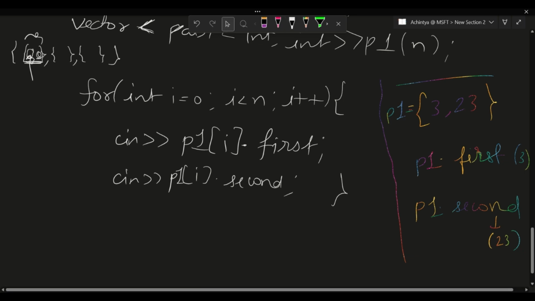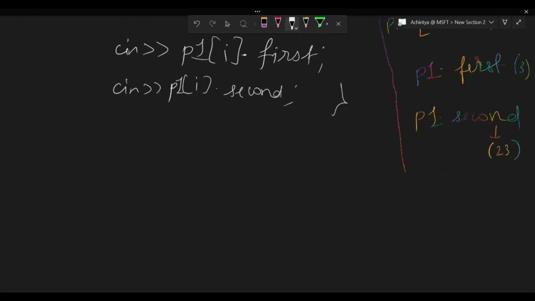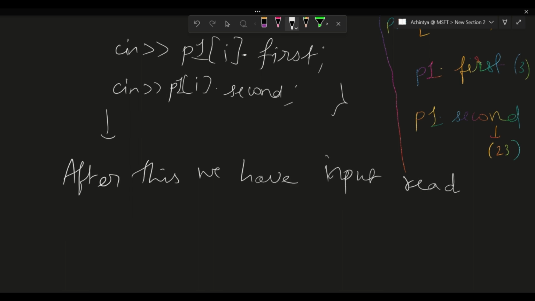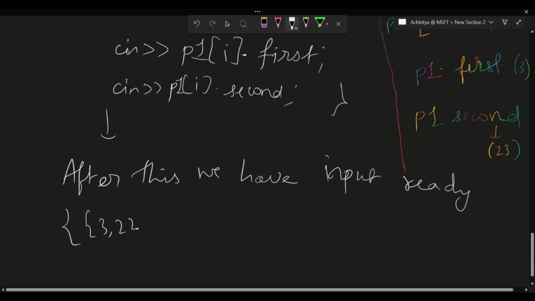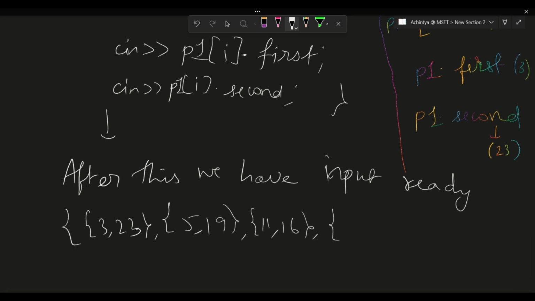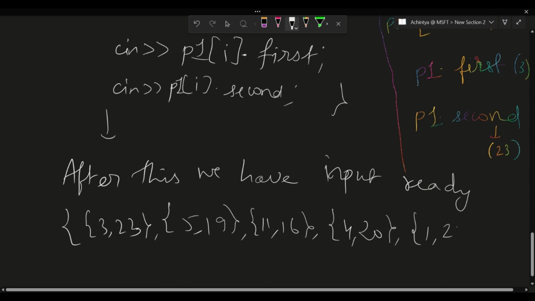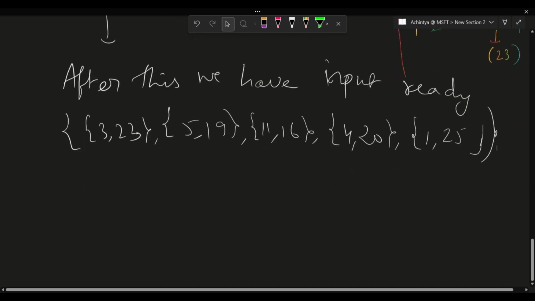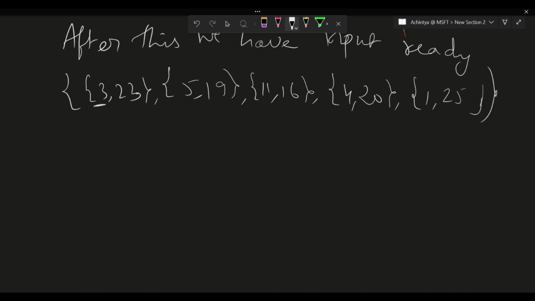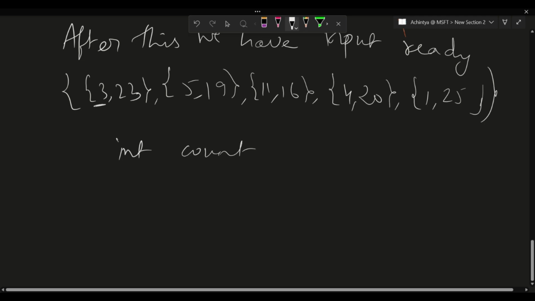Now I will go for the logic part. How are we going to compare? After this step we have our input ready: 3 23, then 5 19, whatever, I'm just not writing in order, 11 16, 4 20, 1 25. I have this ready now. Now I need to check whether this is smaller than which all numbers. So obviously I need a count variable which will keep the count.